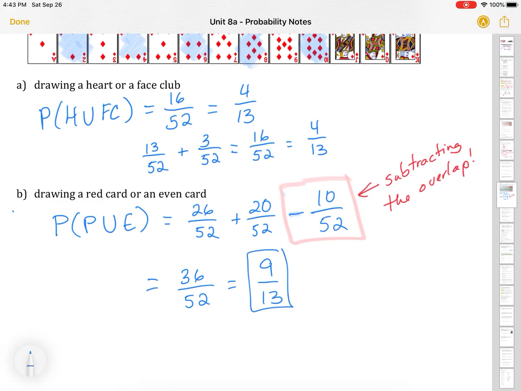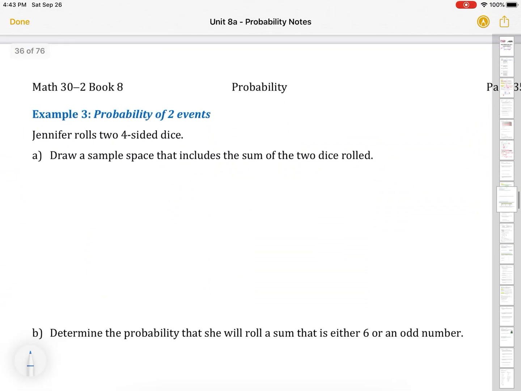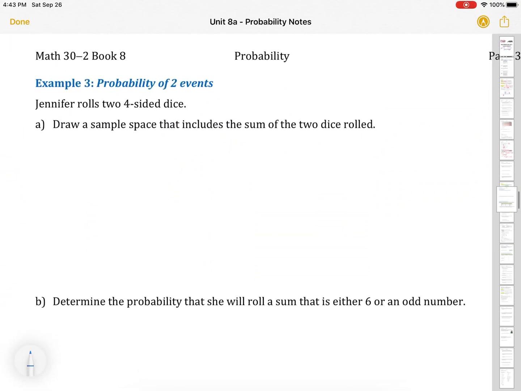Okay, you have to do that. So let's add up our totals. 26 plus 20 minus 10 is 36 out of 52, which reduces to 9 out of 13. Okay, so it's important to take a look at what your cards are and where they might possibly overlap. Okay. Let's keep doing more examples because that's how we learn.